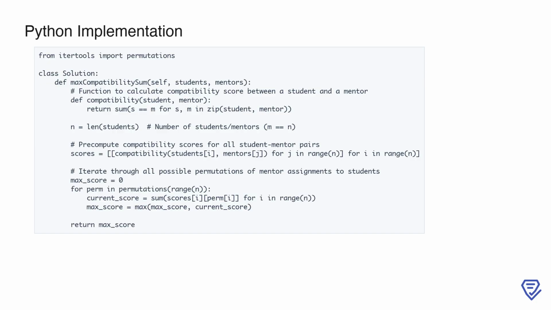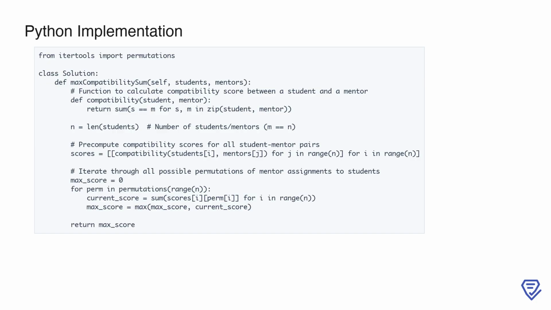Next, the number of students, or mentors, is determined using len(students), as the problem guarantees that the number of students equals the number of mentors. The scores matrix is pre-computed to store the compatibility scores for all possible student-mentor pairs. This is achieved by iterating over all students and mentors and calling the compatibility function for each pair. This pre-processing step ensures that we don't recompute scores during the permutation checks. To find the maximum compatibility score sum, the code iterates through all permutations of mentor assignments to students using the permutations function from the itertools module.